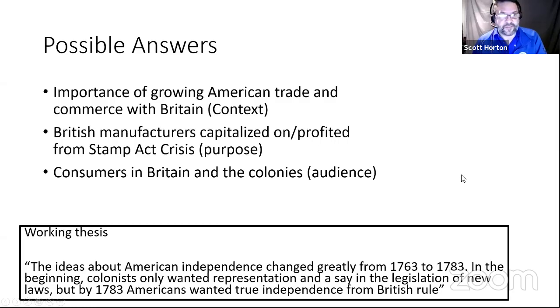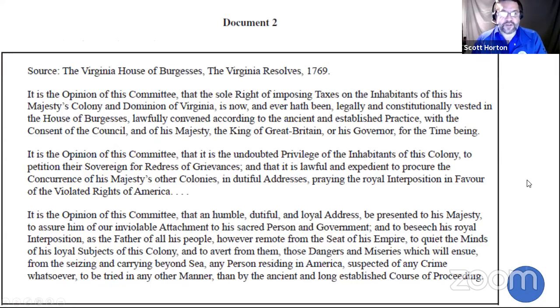It's the beginning of the time period. So take 40 seconds or so to read through this and think about the same thing. How does this help support our argument?